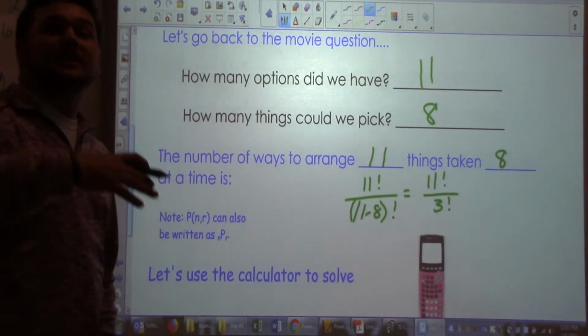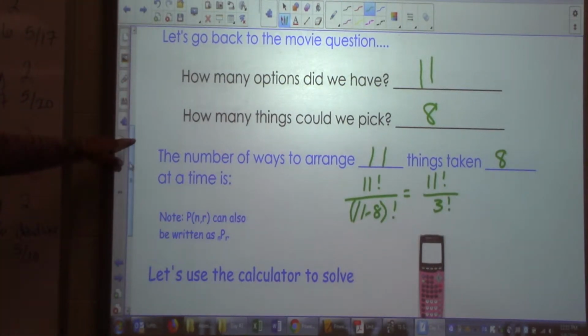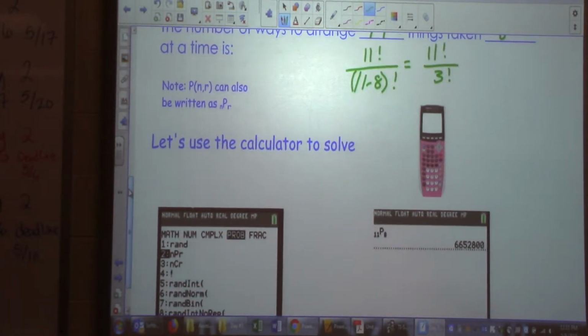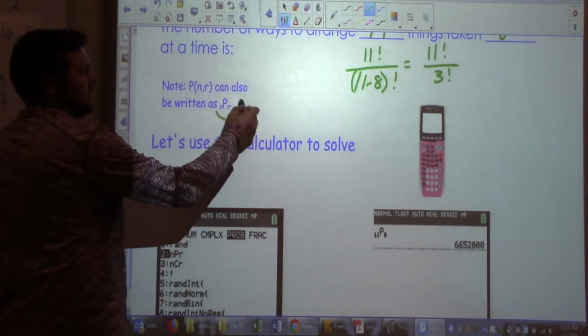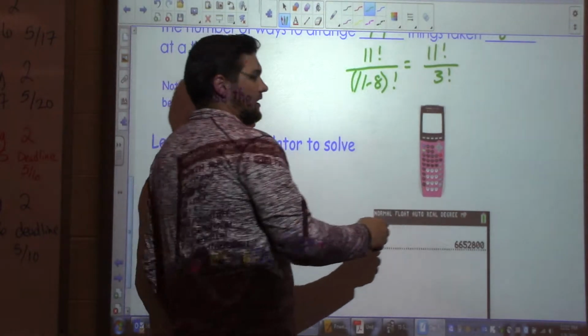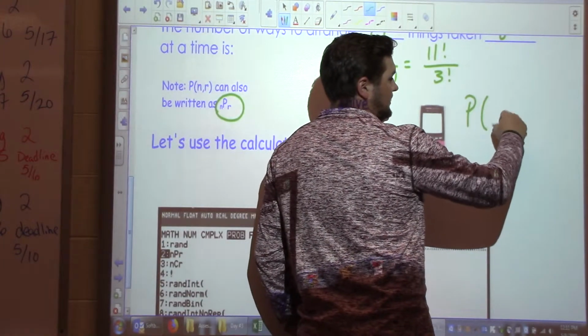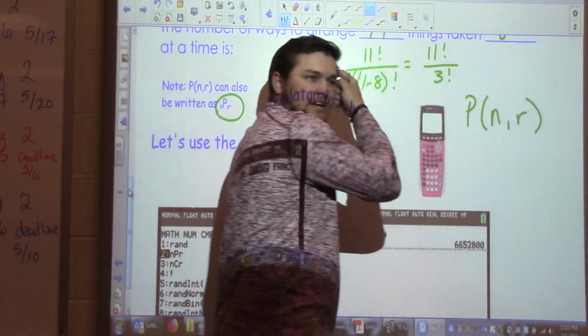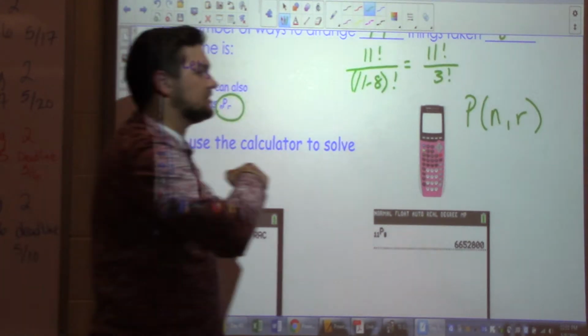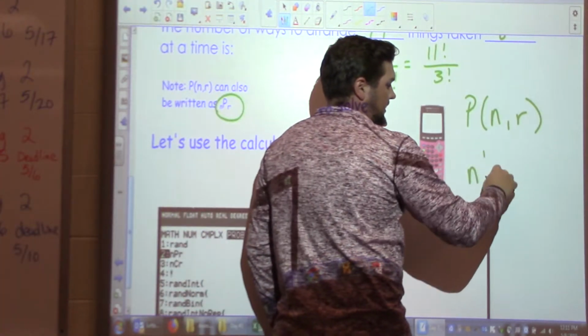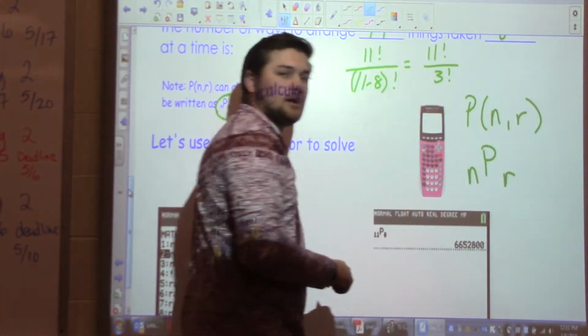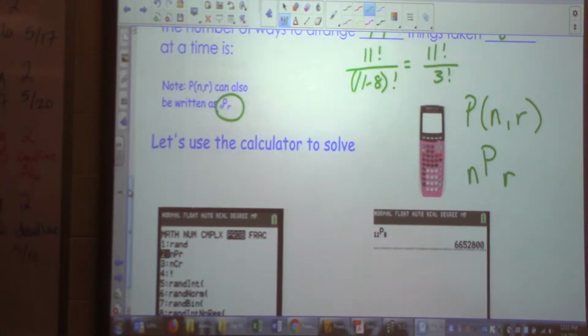Alright, so you should have got the same answer you got before. Now, really big key here. It can also be written, that's really small, I'll rewrite it. So we said it's P of n r, that's how it's normally written. It can also be written as nPr. Why? Because that's how it's going to pop up in your calculator.